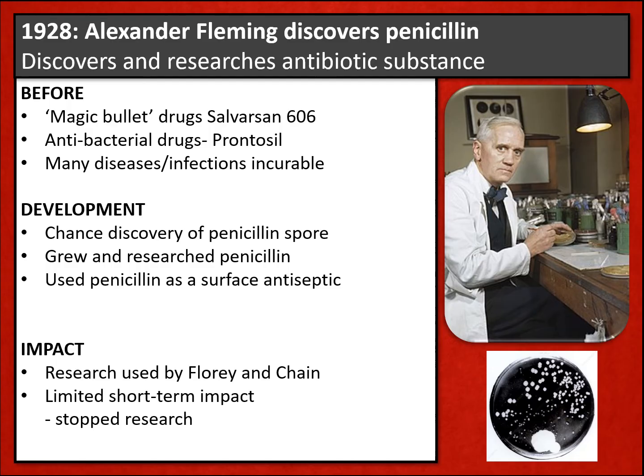And again, that's an important point, because that research was going to be picked up by two researchers, Florey and Chain, and they will be using that to turn penicillin into a world-beating drug. And there's a case for limiting Fleming's importance here, because he had stopped his research and was going to go no further with it.